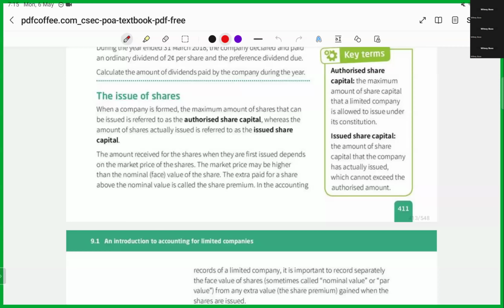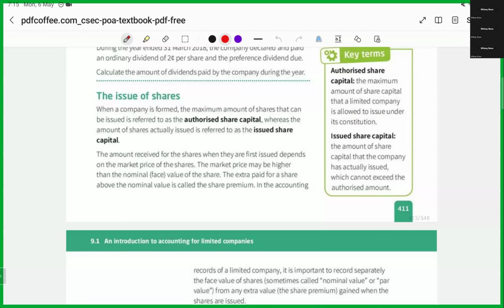So the issue of shares, we spoke about authorized share capital in the previous video, wherein that is the maximum amount of share capital that is allowed to be issued, to be in issue, based on the Constitution, which we refer to as the Articles of Incorporation. And issued share capital is the amount of share capital that the company has actually issued, which cannot exceed the authorized amount.